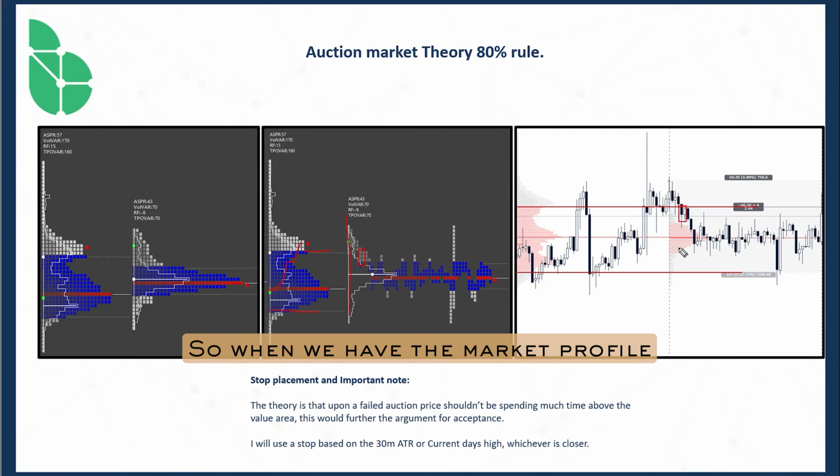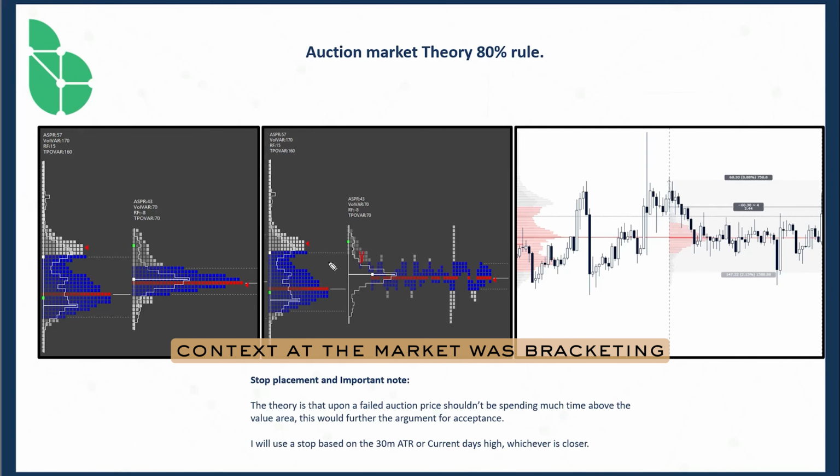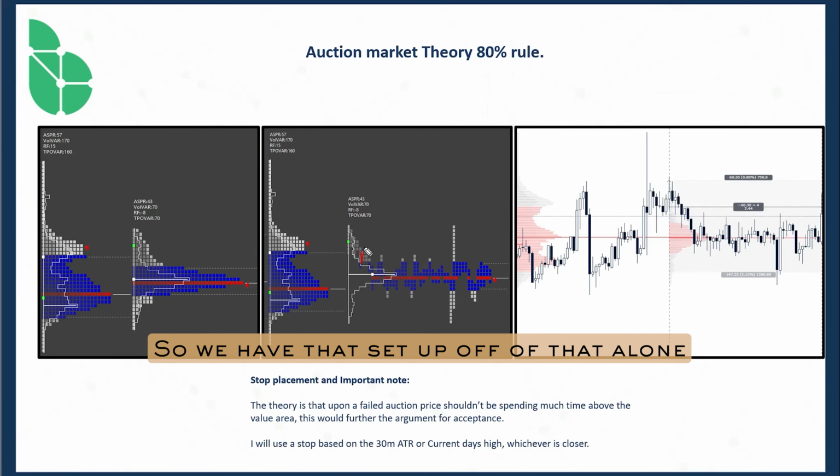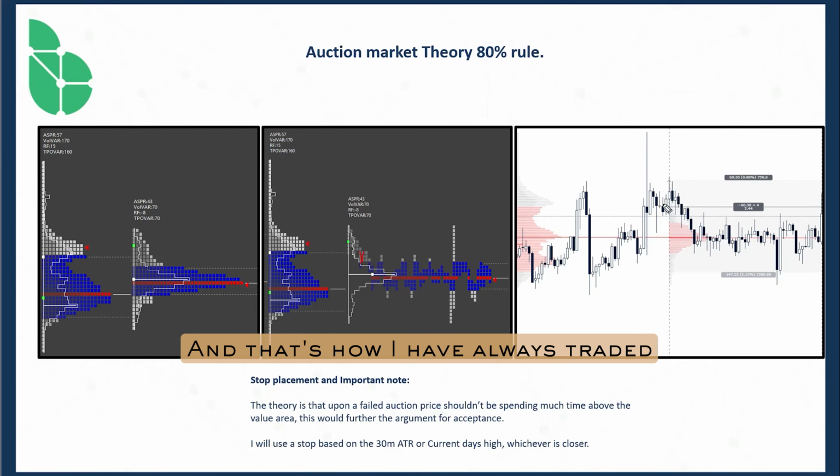So when we have the market profile without order flow, it goes off of just the 2 bars within this area. Just these 2 bars is enough to satisfy this, given the context that the market was bracketing and was balanced to begin with. So we have that set up off of that alone. But again, I think it's always better to substantiate this stuff with order flow, and that's how I've always traded, and that's obviously what I've been trying to teach you guys. So right off of this alone, you could take this trade.